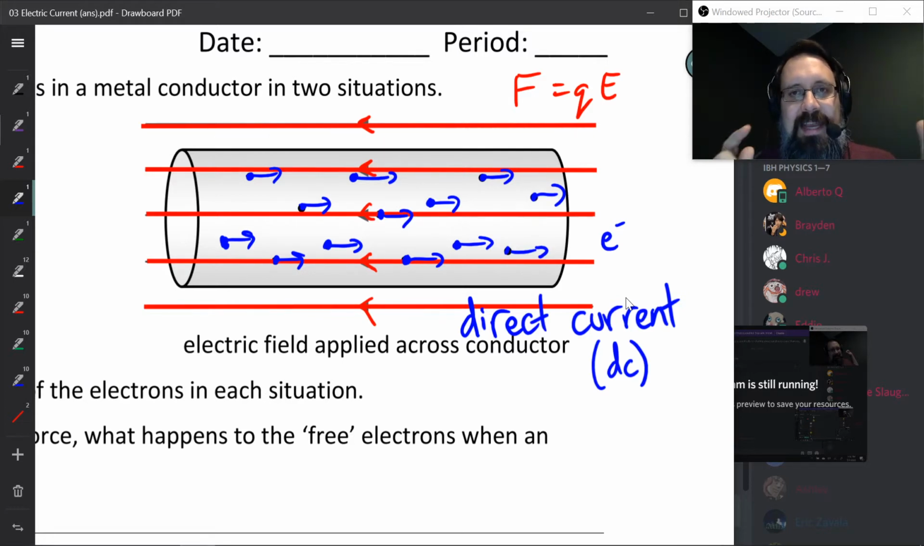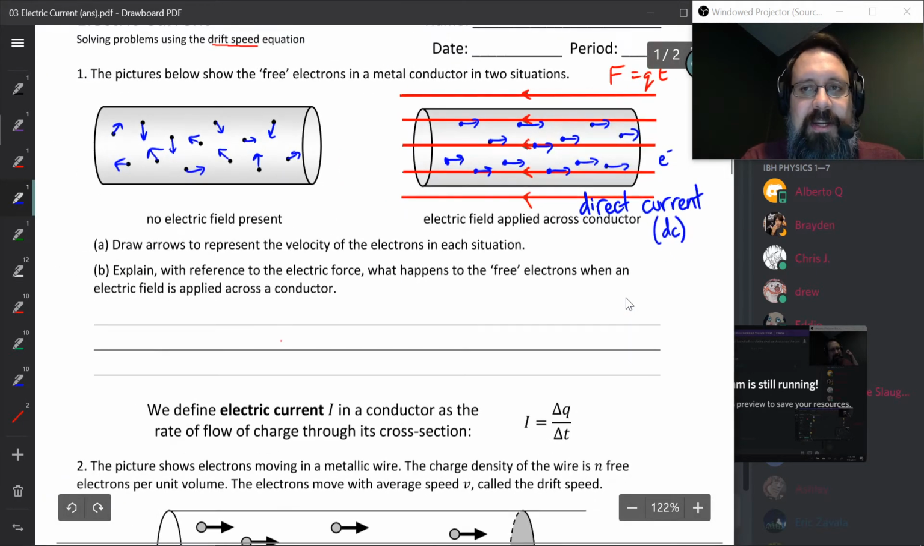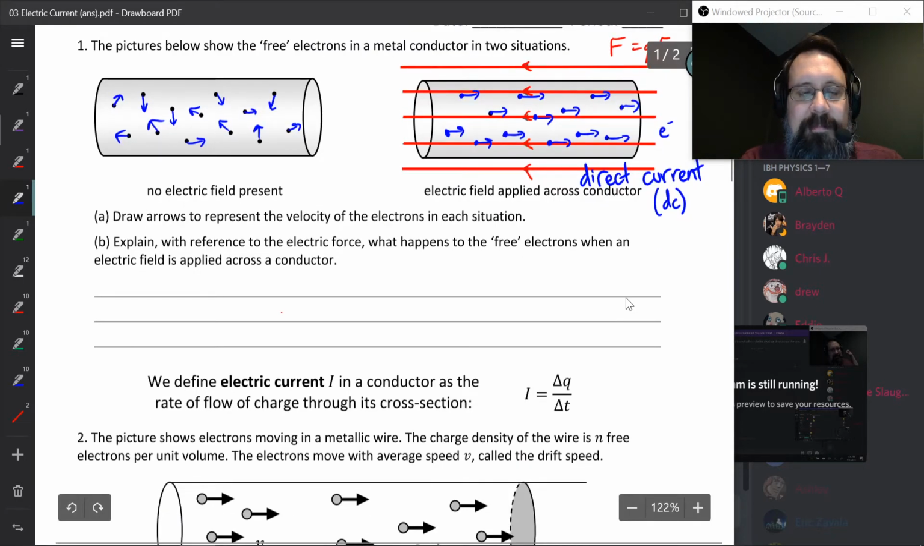So in 60 seconds, the field will switch back and forth between pointing left, right, left, right. It'll switch 60 times per second. So the result is that the electrons, instead of all moving in one direction, actually oscillate like a spring. That's what happens in alternating current. We are not going to study alternating current at this time. We're just going to be focused on direct current.